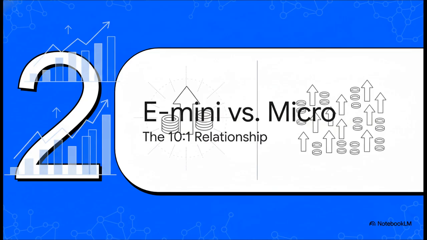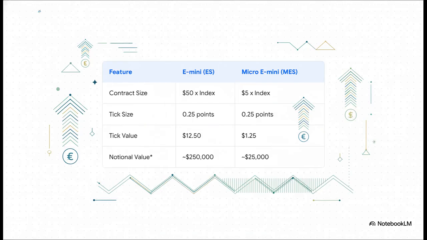So let's dig into the specifics of how they compare, because it all comes down to a really simple and crucial 10-to-1 relationship. This table really lays out the core difference between the two. If we use the S&P 500 futures as our example, you can see the E-mini has a contract multiplier of $50 per point. The Micro, on the other hand, has a multiplier of just $5. This single difference in size affects everything else you see here, from the tick value, which is the dollar value of the smallest possible price move, all the way down to the notional value, which is the total value of the market exposure that one contract gives you.